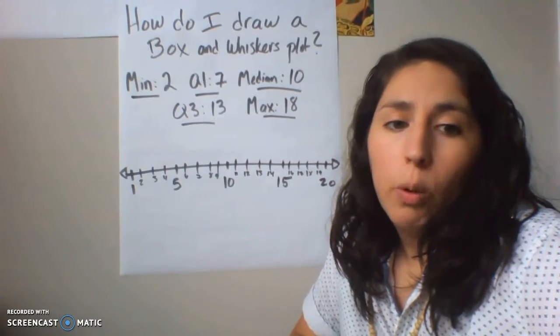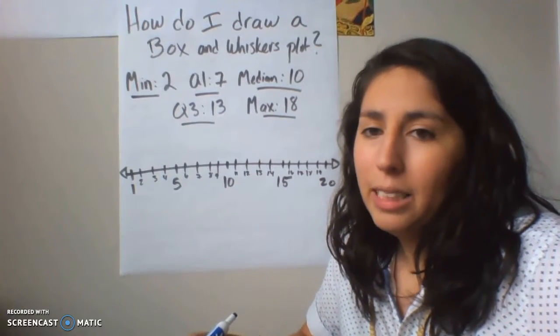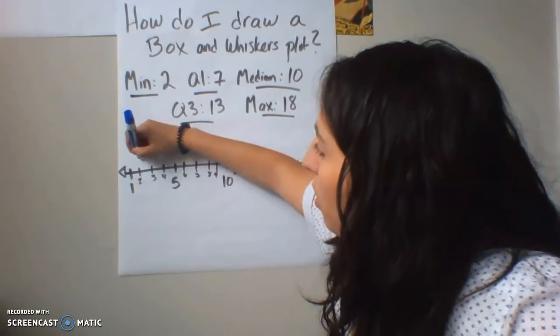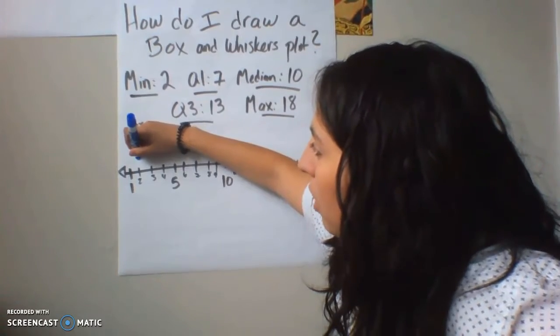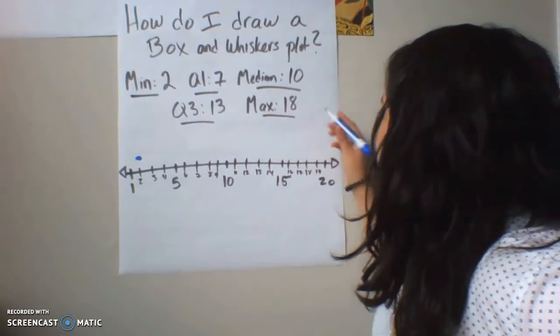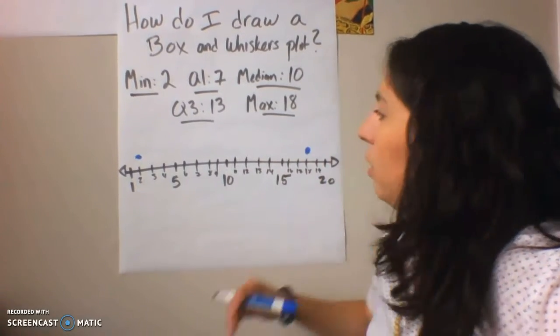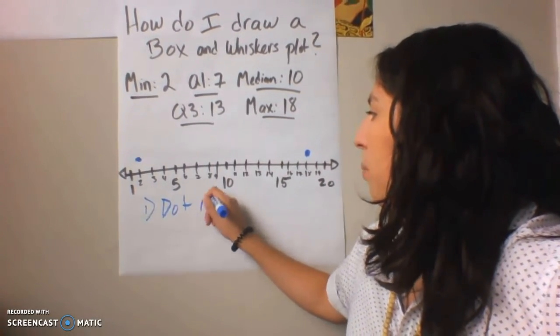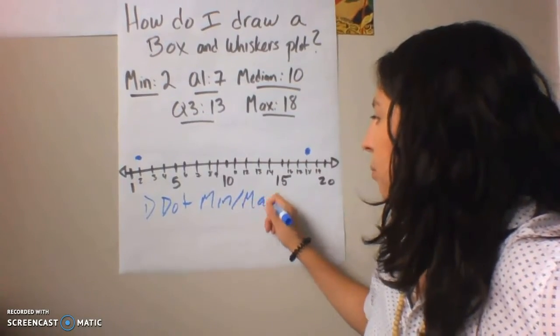Step 1. What you're going to want to do is take the minimum and the maximum and make a dot. So minimum 2 over the number line, you're going to put a dot above 2 for the minimum and a dot above 18 for the maximum. So step 1, you're going to put a dot on the minimum and the maximum.